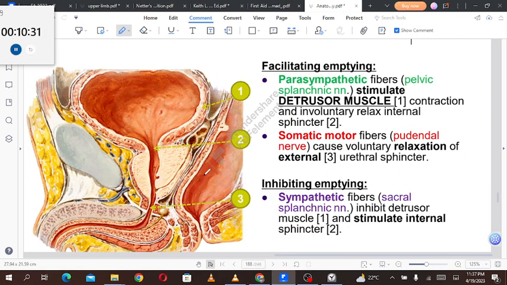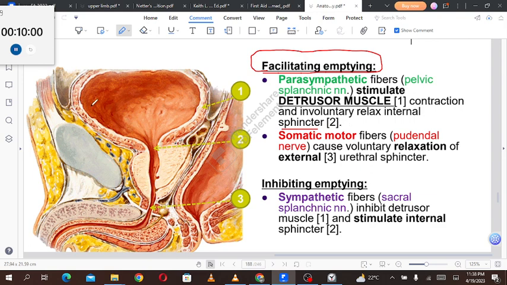Now let's talk about micturition reflex. So micturition reflex is happening at 3 levels maybe. The innervations or the factors which facilitate the emptying or which facilitate the micturition are: number one, parasympathetic fibers. The pelvic splanchnic nerves stimulate the detrusor muscle, that is contraction, and involuntary relaxation of the internal sphincter.